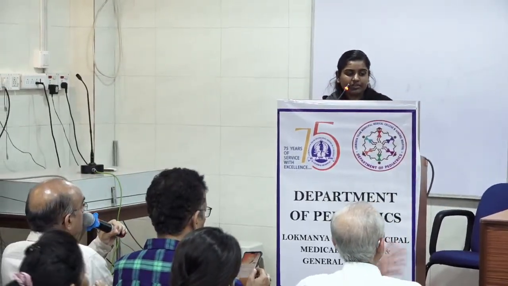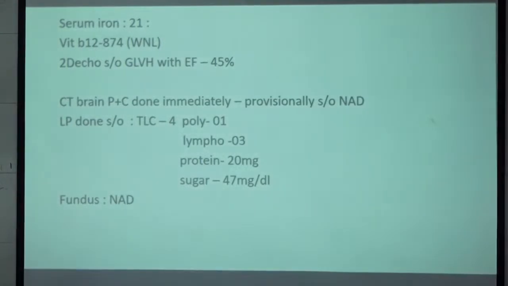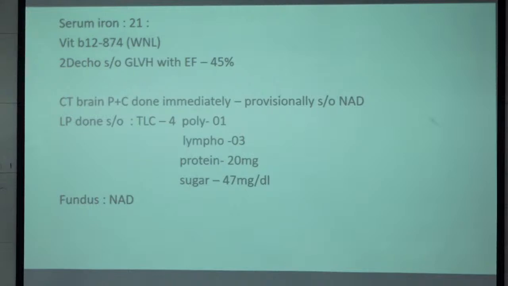Serum iron is 21, vitamin B12 is 874, which is within normal limits. Initially we did 2D echo, which was suggestive of GLVH with ejection fraction of 45%. What is GLVH? Global left ventricular hypokinesia. After the child crashed, we did CT brain immediately, which was provisionally suggestive of NAD. LP suggestive of total 4 cells, all 3 lymphocytes, protein of 20 and sugar of 47. Fundus examination was NAD.